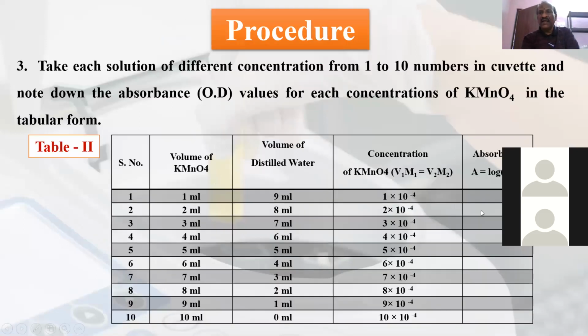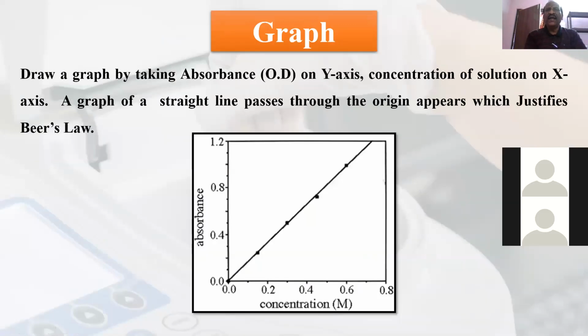We can take the OD value in this column, and after that we have to plot a graph. So draw a graph by taking the absorption or OD, whatever that is. That OD value we have to take on the y-axis, and the concentration of the solution we have to take on the x-axis. Here we will take the concentration, here we will take the absorption or optical density.